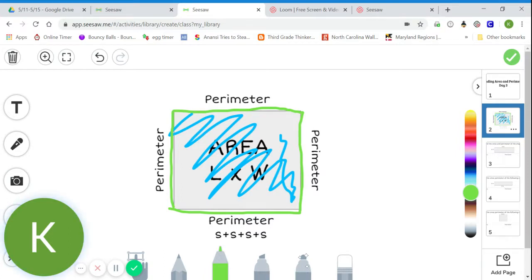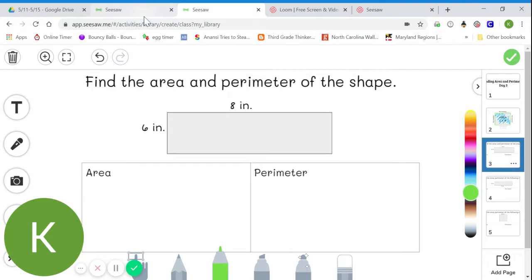We would change the number of sides we add together based on the number of sides we have with different shapes. Let's try our first example. Find the area and perimeter of the shape. I'm going to begin by labeling those missing sides. So I know if this side is 6 inches, the opposite side is 6 inches. I know I'm going to need that for perimeter. And if this side is 8 inches, the opposite side will be 8 inches.